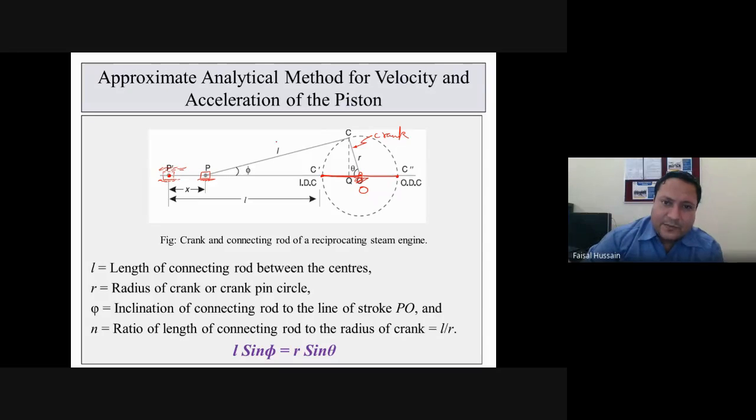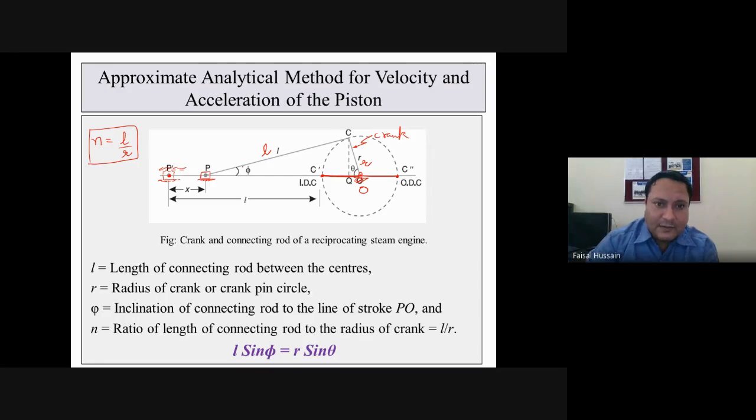Now let L be the length of the connecting rod, and R be the radius of the crank. Similarly, there is a term which is known as the ratio, and that ratio is n, a very important ratio. This ratio is the ratio between the length of the connecting rod to the radius of the crank.